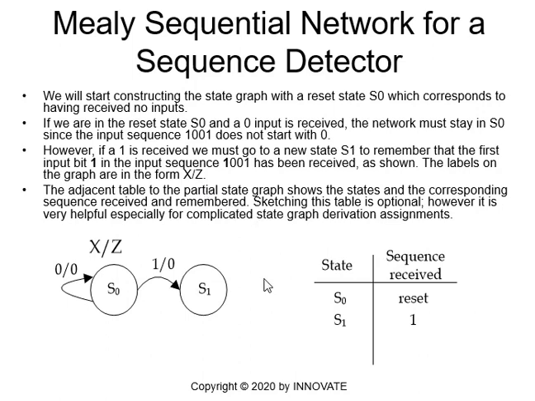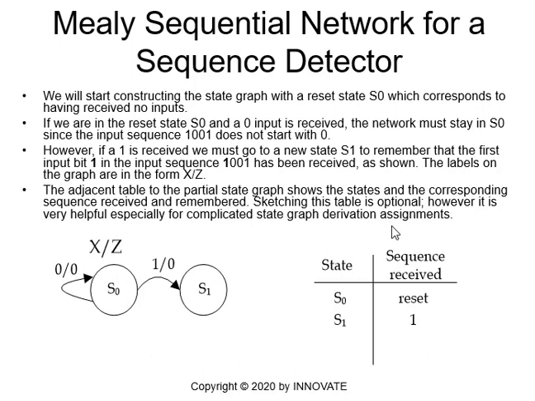Once a 1 is received, the output will be 0, but I have to remember this 1, so I will go to a new state, which is S1. So S1 remembers the sequence 1, only one bit. The adjacent table to the partial state graph shows the states and the corresponding sequence received and remembered. Sketching this table is optional. However, it is very helpful, especially for complicated state graph derivation assignments.